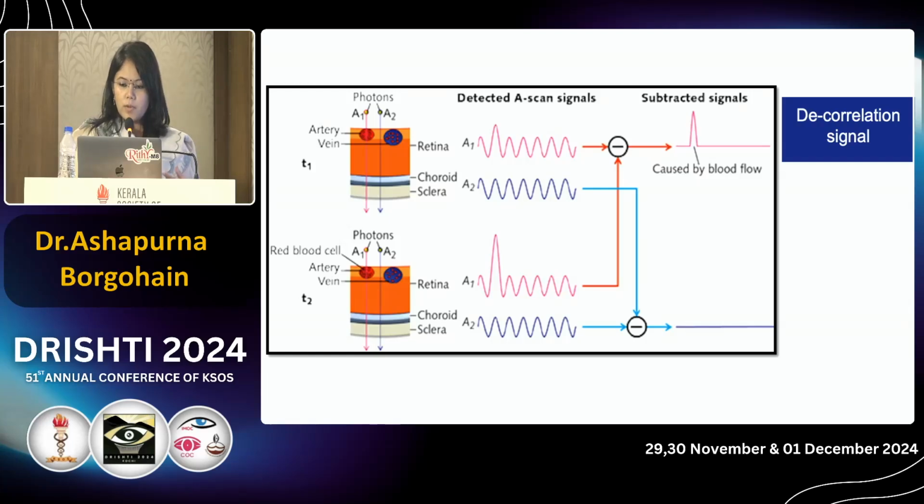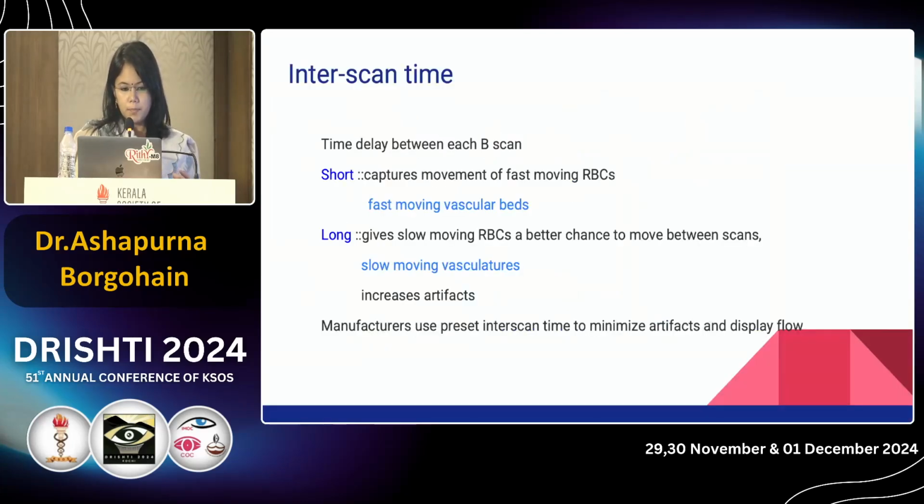So this brings to an important concept called the decorrelation signal. This is basically the subtracted signal caused by blood flow, and it is due to the difference of signals from the moving particles as compared to the static tissue.